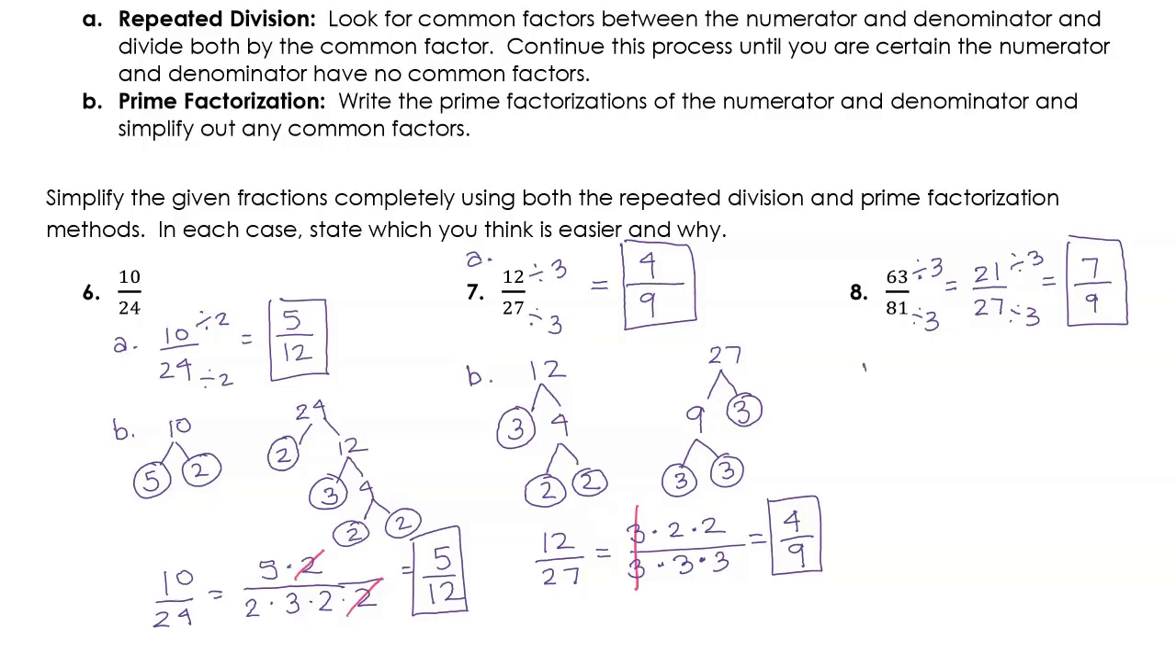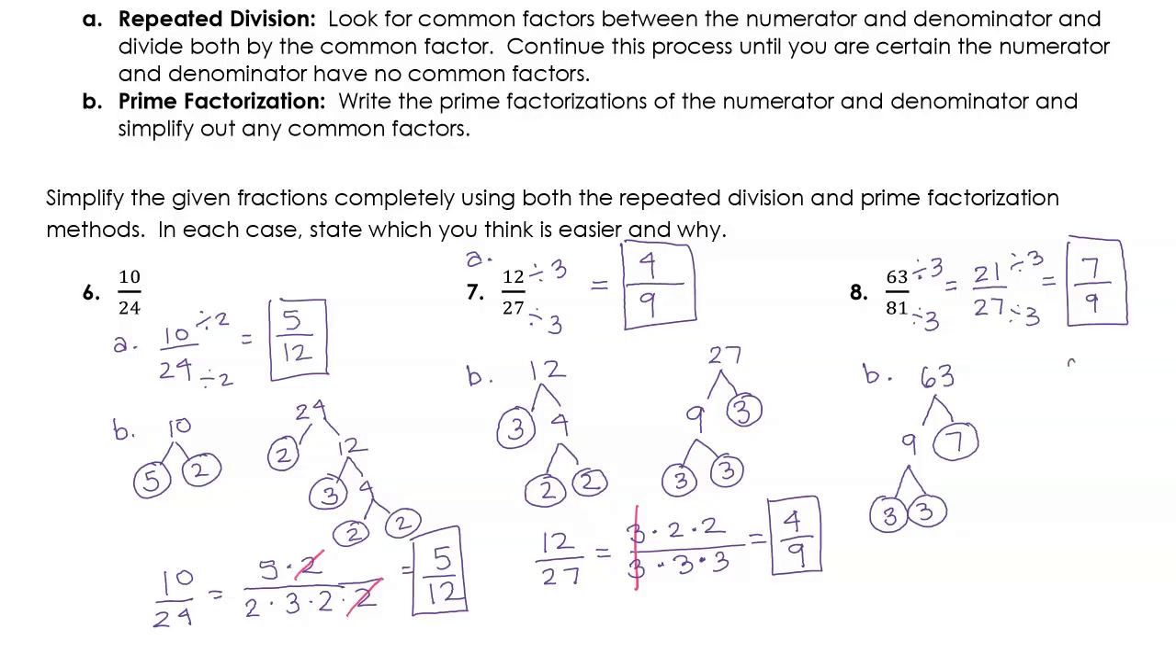If I'm using prime factorization, I'm going to first find the prime factors of 63. When I think of 63, I think of 9 times 7. 7 is a prime number, 9 is not, so I need to find the factors of 9. The factors that multiply to get 9 are going to be 3 times 3. Both of these are prime numbers, so I'm going to circle that.